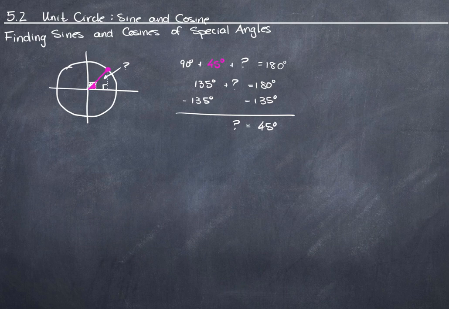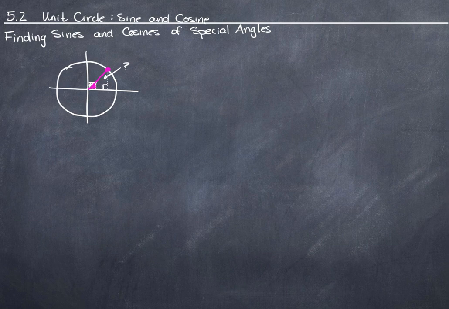Okay, you could also say, well, if this one's 90, then these two together have to equal 90. And if this one's 45, this one has to be 45. So there are a couple of different ways to go about getting that number. The point is that this is what we call a 45, 45, 90 triangle.